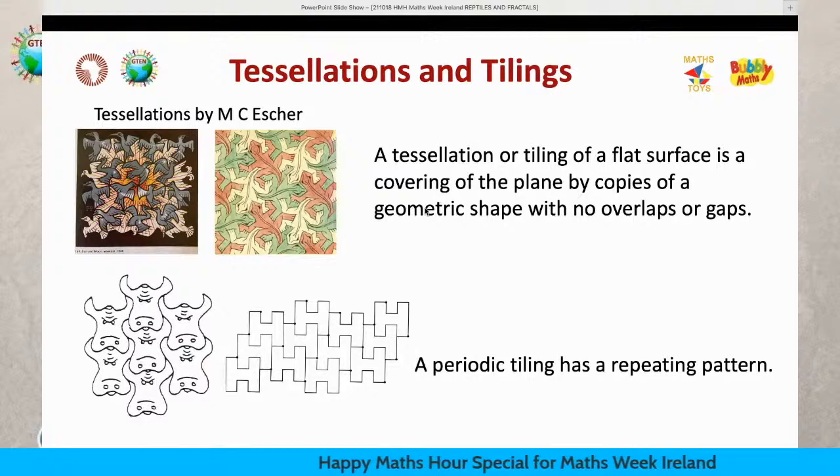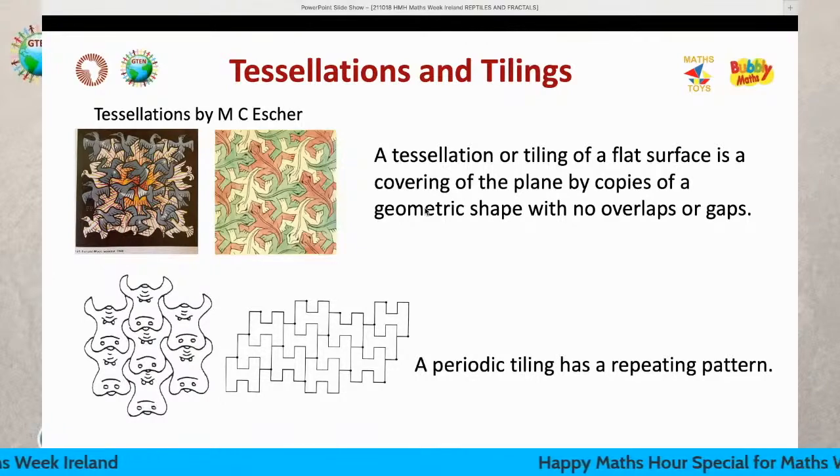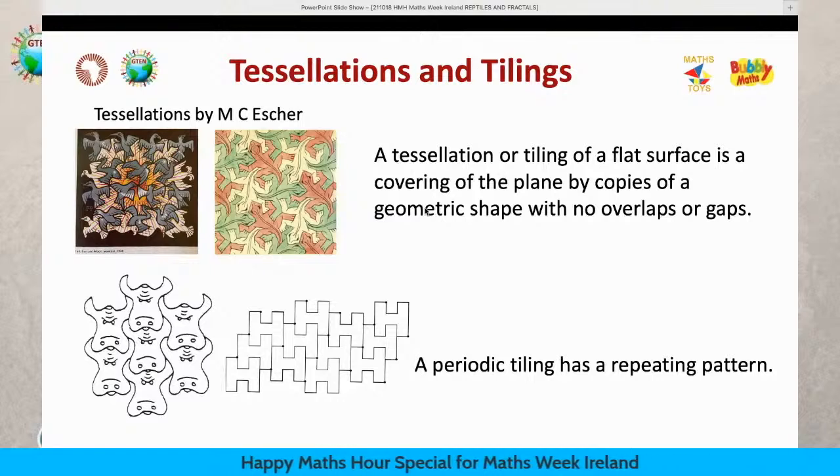But they fill the whole plane. There aren't any spaces or gaps between them. Right, so that's a tiling. Okay, well, that's kind of a fun project in itself. That's doodling, isn't it? Absolutely. Find a shape. Great fun to find different tessellations, different tilings with different shapes.